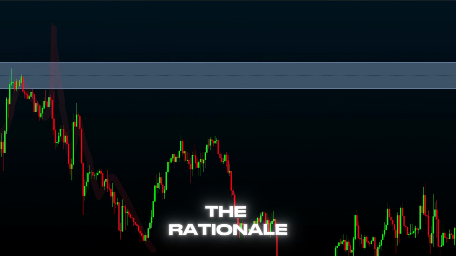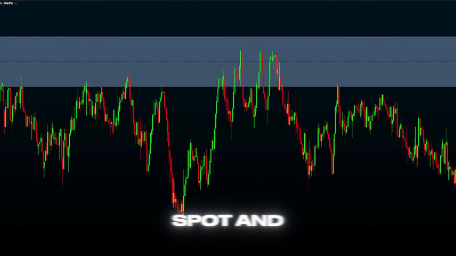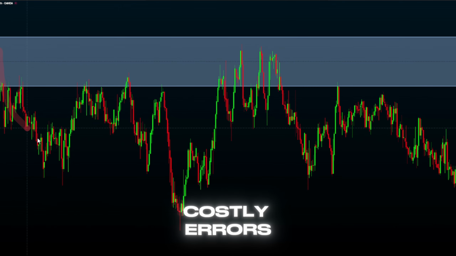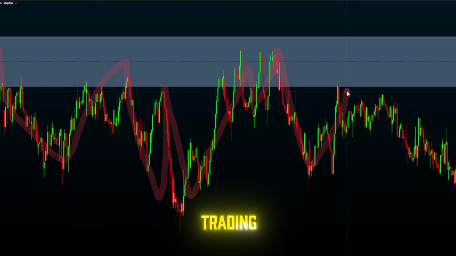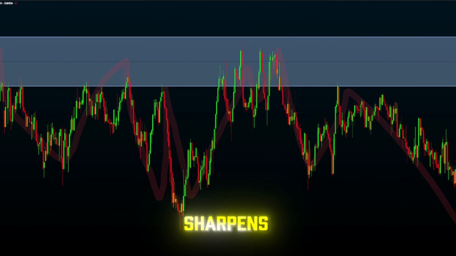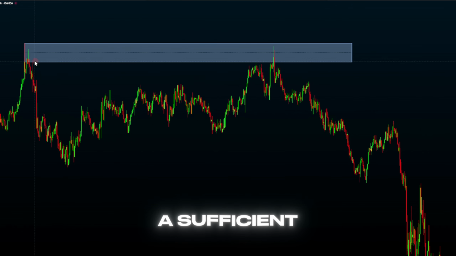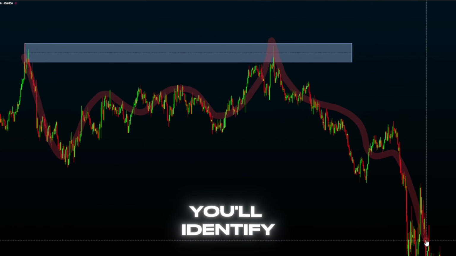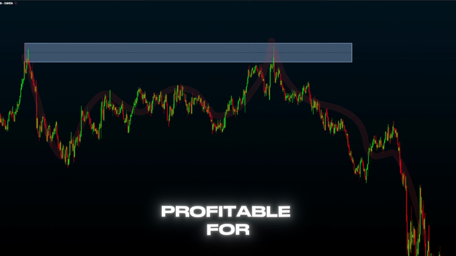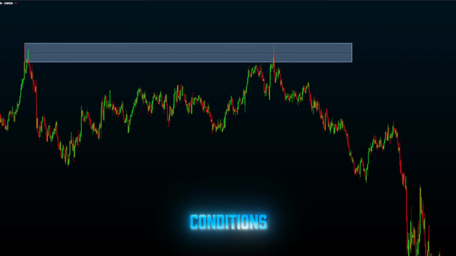By documenting the rationale behind each trade, you can spot and stop repeating costly errors, such as chasing breakouts or revenge trading after a loss. Sharpens your strategy. After logging a sufficient number of trades, you can use the data to refine your strategy. You'll identify which setups are most profitable for you and under what conditions.